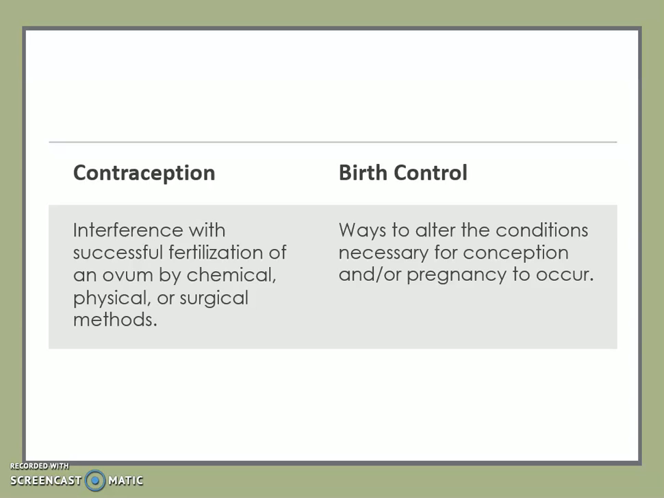Birth control, on the other hand, are ways to alter the conditions necessary for conception and or pregnancy to occur. So birth control is abstinence, although contraception is the items that are used, basically condoms and that sort of thing, to prevent that during intercourse, to prevent fertilization happening.